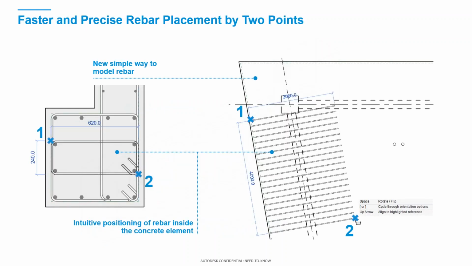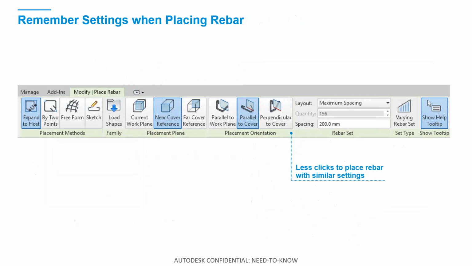Okay, also in Revit 2022, we have a new way to place rebar in a faster and more precise manner by clicking 2 points, like the title says. This allows the rebar to be positioned intuitively inside the concrete element and aligned to any reference that is needed.